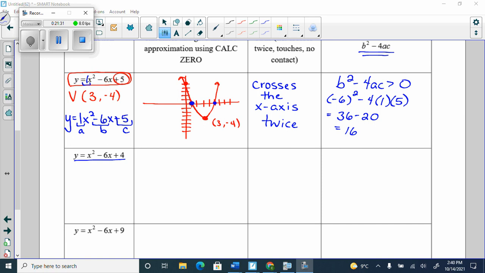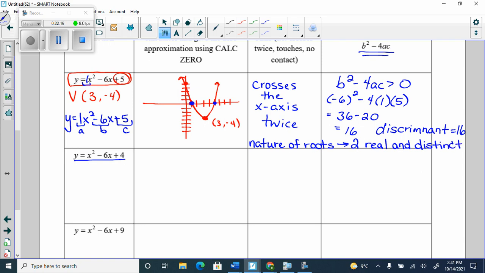So if we look back at the previous one, if I literally just ask you for the discriminant on a test, your answer for this one would be 16. That is the answer to the discriminant. You fill it into b squared minus 4ac and give me an answer. So discriminant is 16. We agree? Now what we're going to talk about as well is nature of roots. When it crosses twice, if I ask you for the nature of the roots, you're going to say 2 real and distinct. Real means it exists, distinct means they're different.